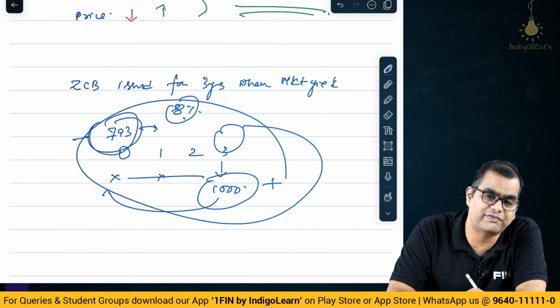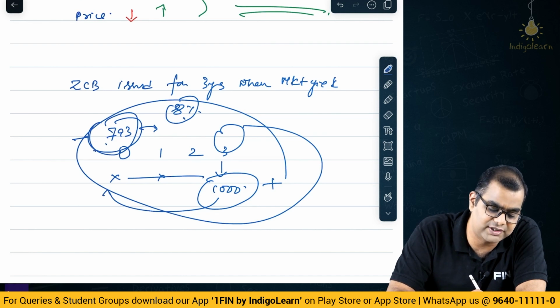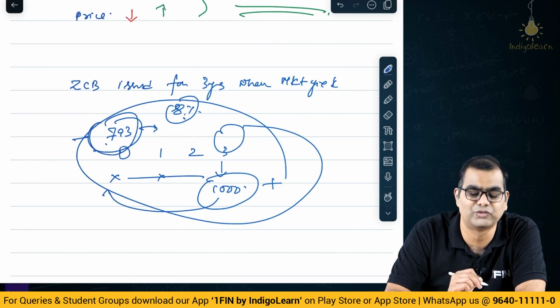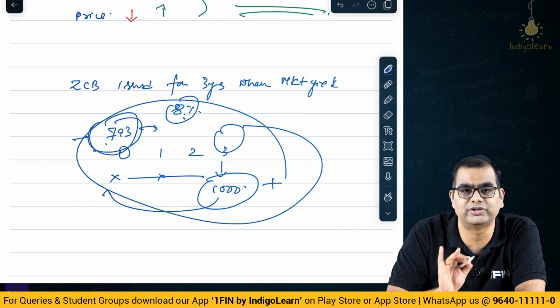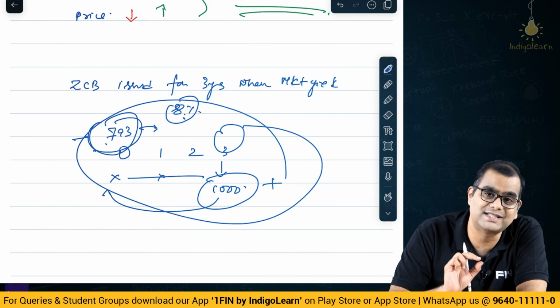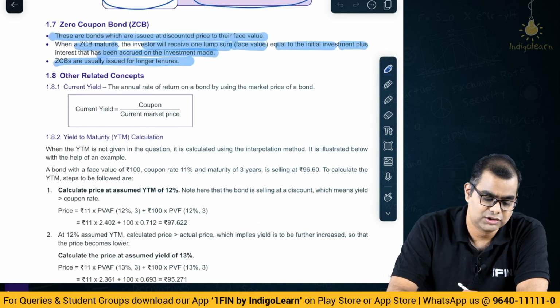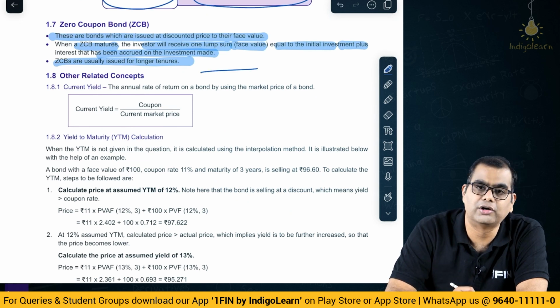Given this 8%, you can find out 793, or let us say you are given 793, you can find out 8%. Okay, you need one of them to find out the other. So, this is a zero coupon bond. That is how a zero coupon bond works.